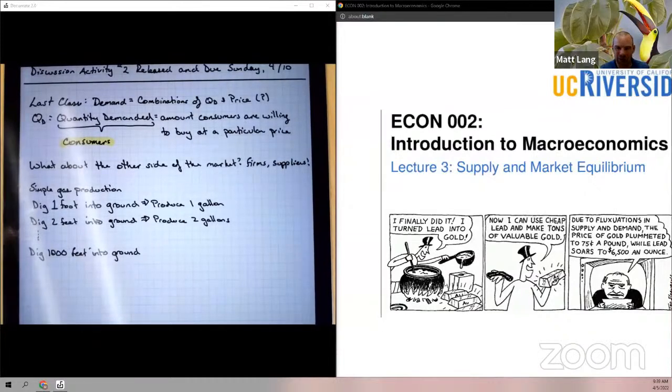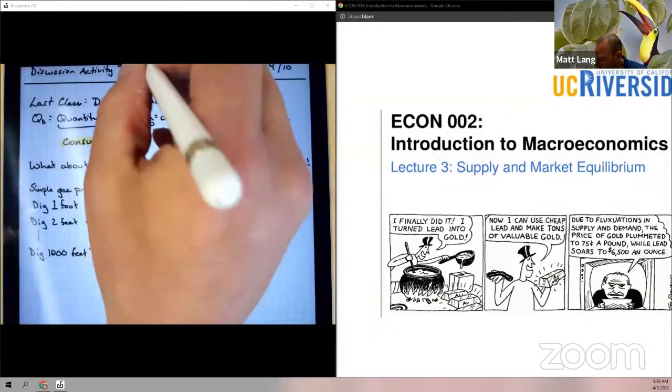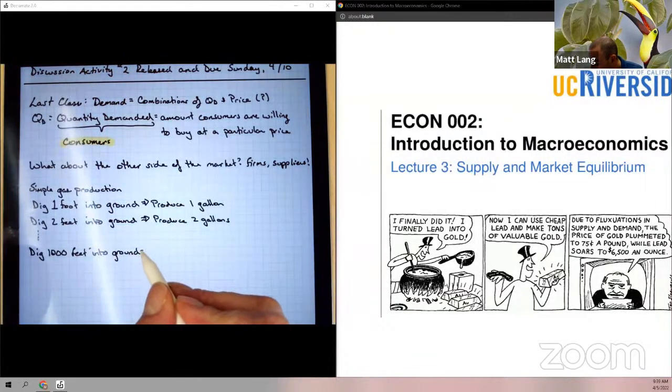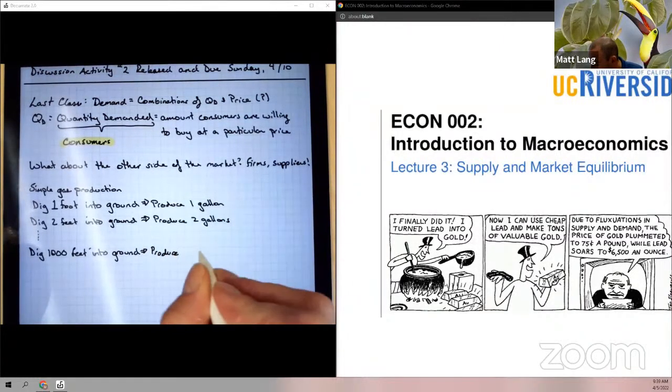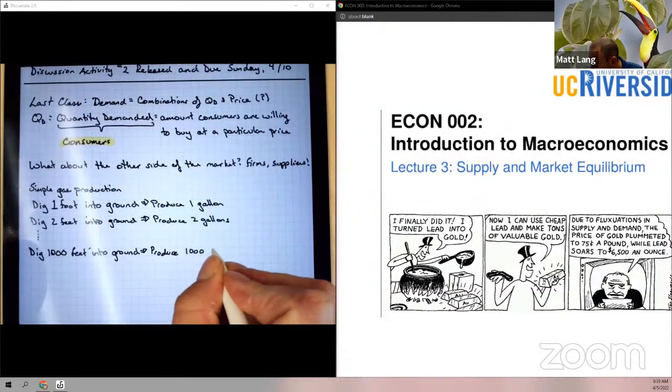I remember doing this as a little kid, starting to dig into the ground. After you get about 6 or 12 inches down, and your parents still don't notice that you've done this, you hit a rock. It gets a little bit harder to dig further into the ground. But if you dig 2 feet into the ground, imagine you get another gallon of gasoline. And then if you wanted to keep digging, say 1,000 feet into the ground, think about how difficult that would become. But if you're 1,000 feet down, you're going to produce 1,000 gallons.